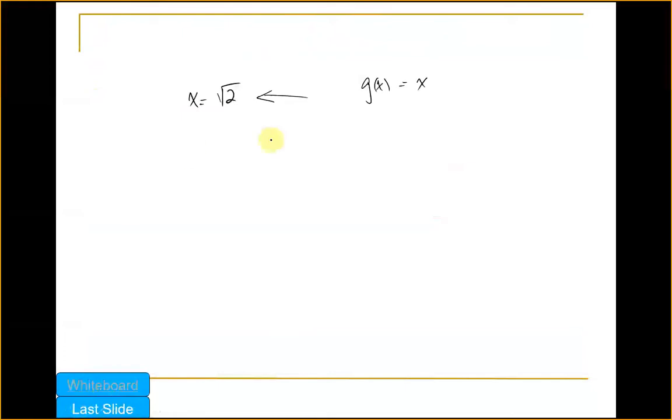If g of x is 2 over x, then it will be 2 over x equal x. That means 2 equals x squared, which means x equals square root of 2. But the point is this form is called a fixed point form. It means on one side is always just the variable, and the other side is a function of the variable. So this is one fixed point form option. Alright, let's look at another option.